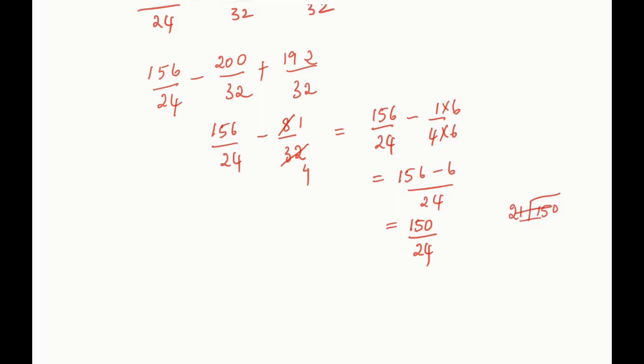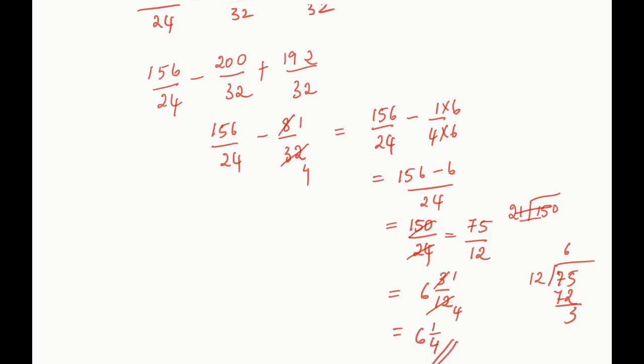Before that we can cancel, right? 150 by 24 2s are, so what do you get? 75 by 12 we are getting, correct? 75 by 12. So 12 6s are 72, 3 balance, so I can write it as 6 3 by 12, again 1 4. So your final answer will be 6 1 by 4.